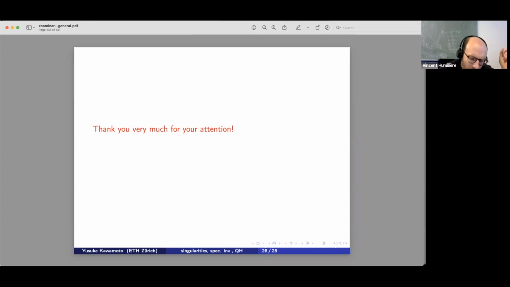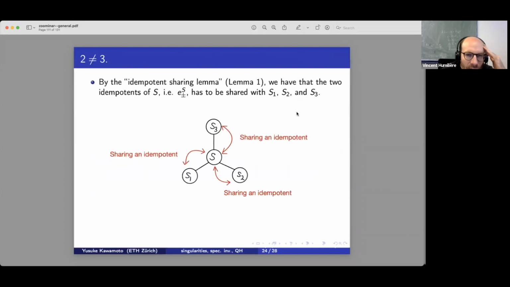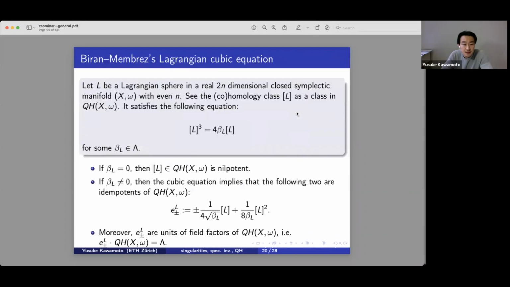Could you explain again this cubic equation that you used? Is it applying to any Lagrangian sphere? I kind of missed. You just have to be careful about the dimension a little bit. You only have to be careful that you're in a 2n real dimensional symplectic manifold with even n, because when n is odd, sometimes you don't get a non-trivial cohomology class. The sphere sometimes defines it. It's null homologous sometimes.